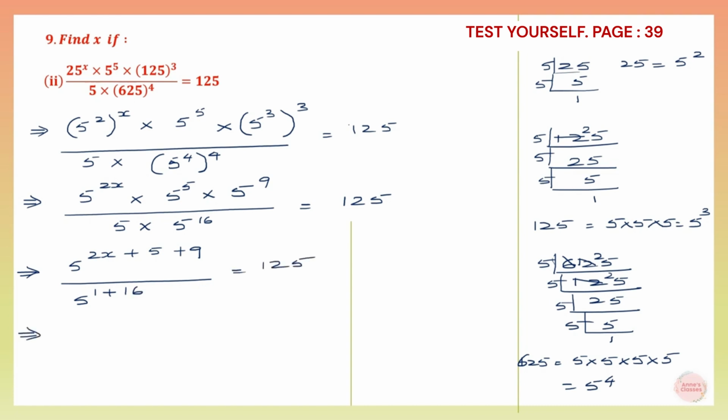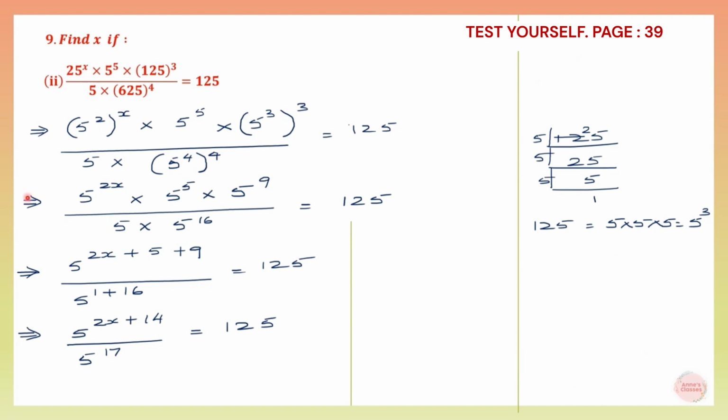So now let's continue. 5 raised to the power of, now 2x plus 5 plus 9. 2x cannot be added with 5 and 9. So this will be 2x plus 5 plus 9. 5 plus 9 is 14. And in the denominator we have 5 raised to the power of 17. So all this is equal to 125. Now here the base is the same. That means you can subtract the powers, isn't it? So here what will this be? This will be 5 raised to the power of 2x plus 14 minus 17, which is 125.